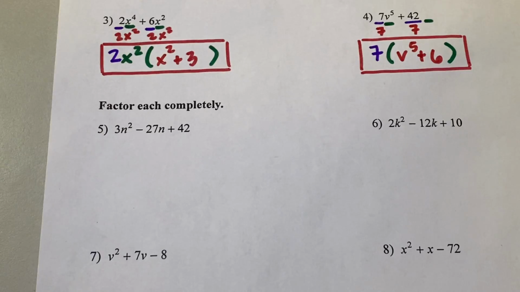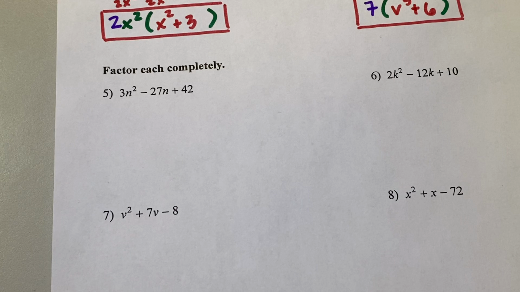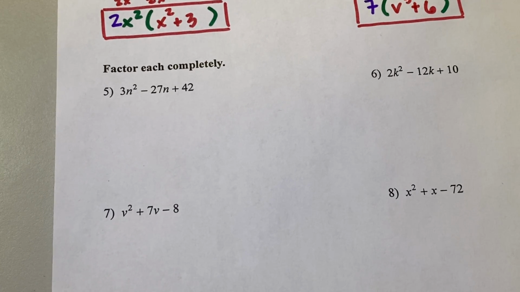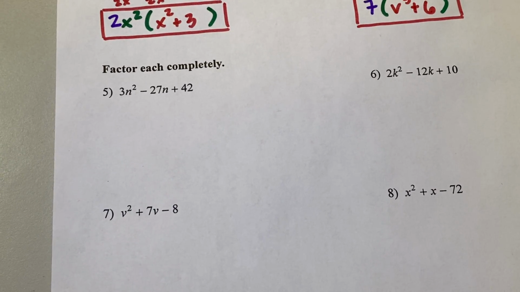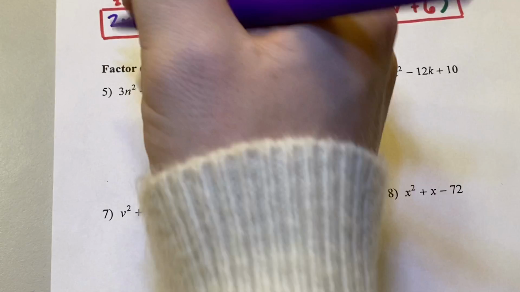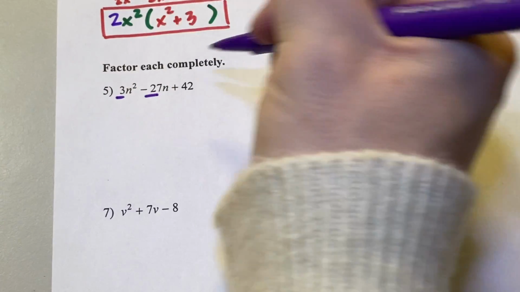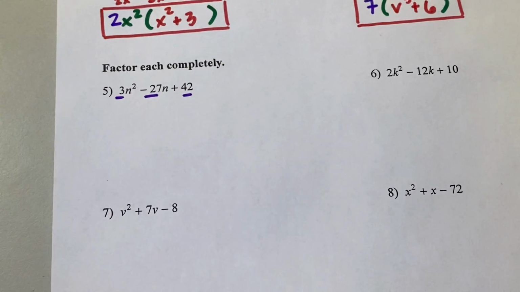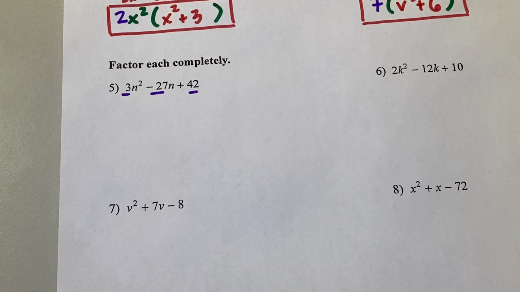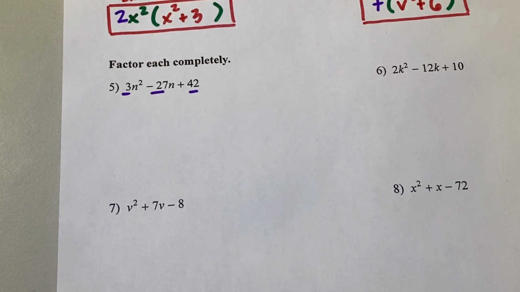Okay, now comes, in my opinion, the easier, more fun stuff. Factoring quadratics. Okay, but let's look at number 5. Remember, when factoring, always, always, always check to see if there's something they have in common. Okay, so look at the numbers. 3, 27, and 42. Is there a number I can divide all 3 of those guys by, Cindy?